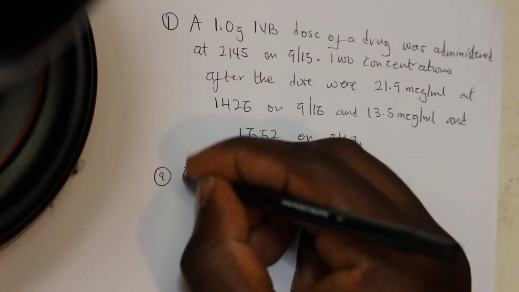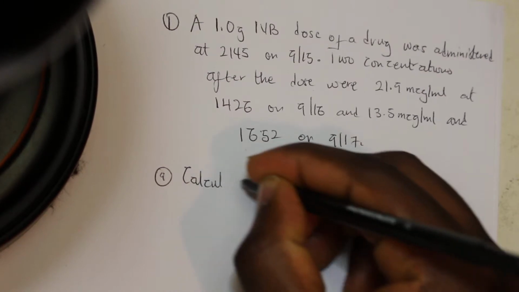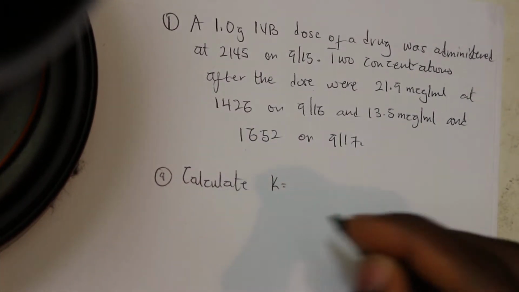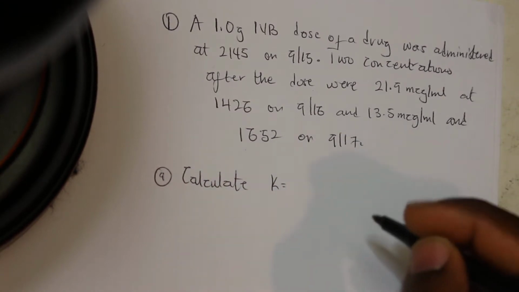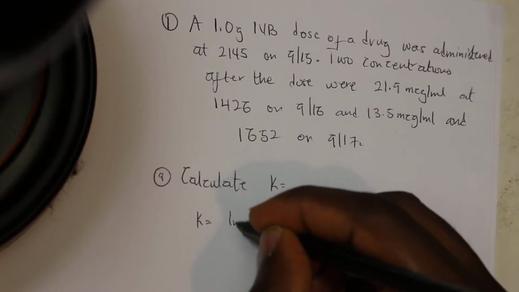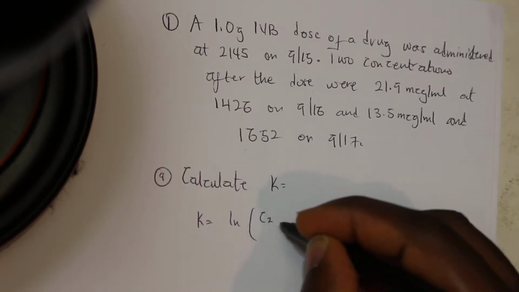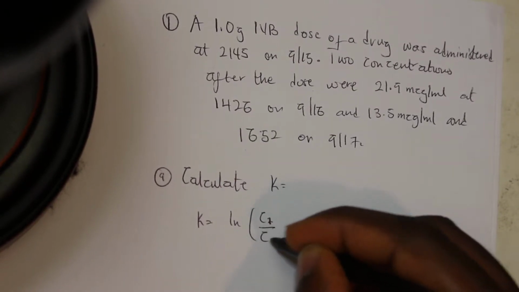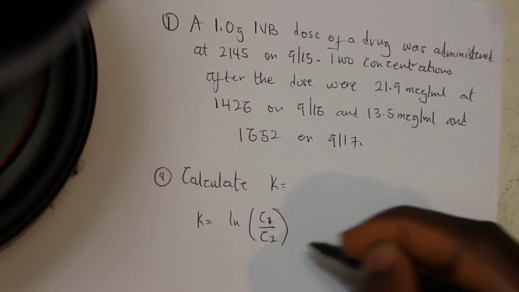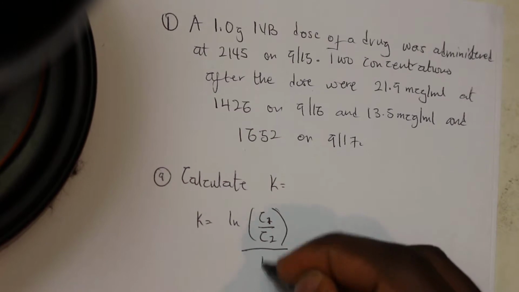First, we're going to calculate K, which is the elimination rate constant. We have an equation that we typically use. K equals ln of the initial concentration C1 divided by the last concentration C2, divided by time t.